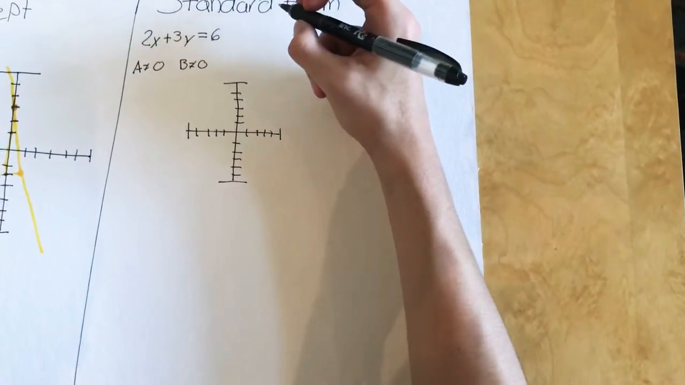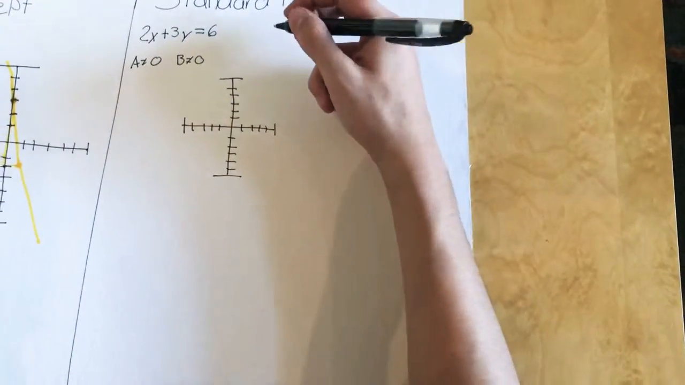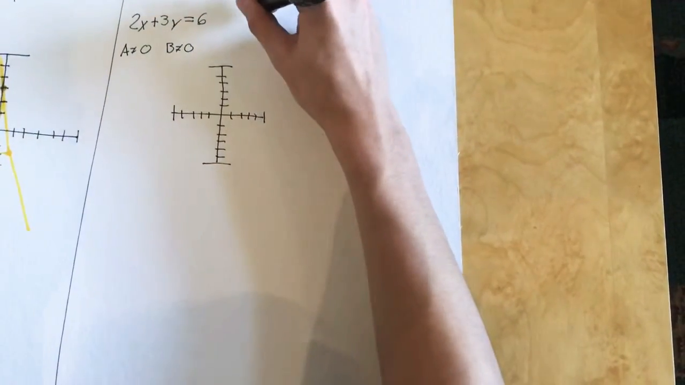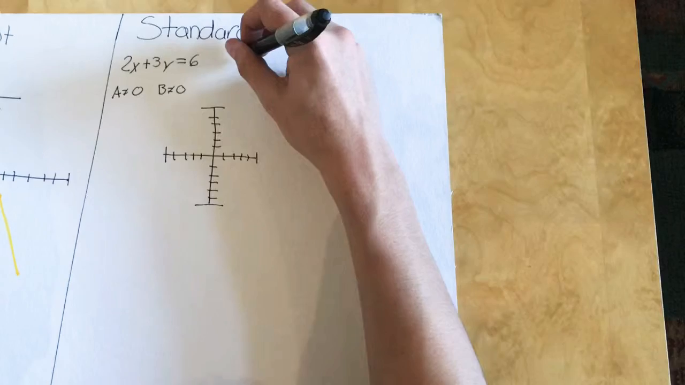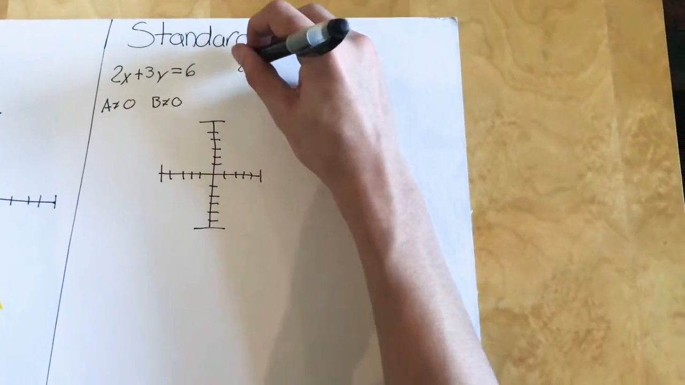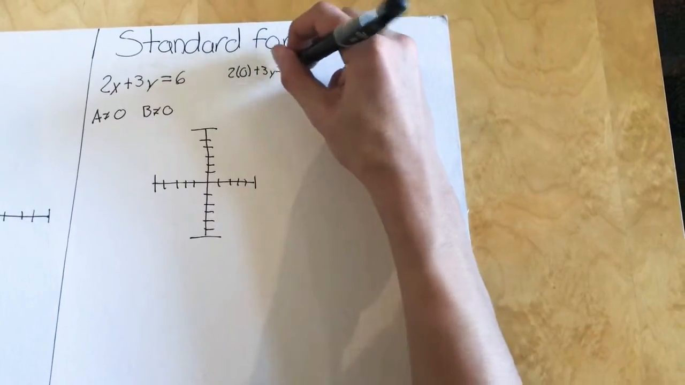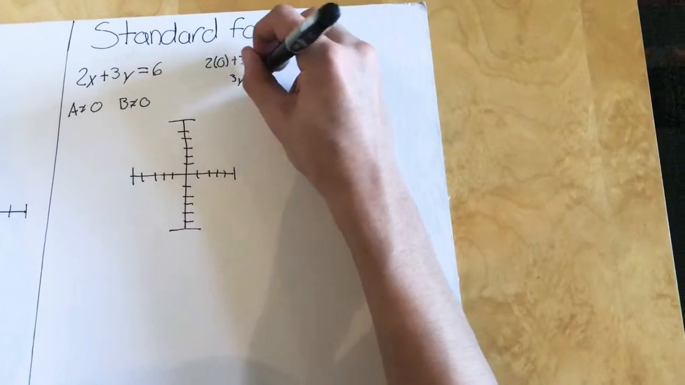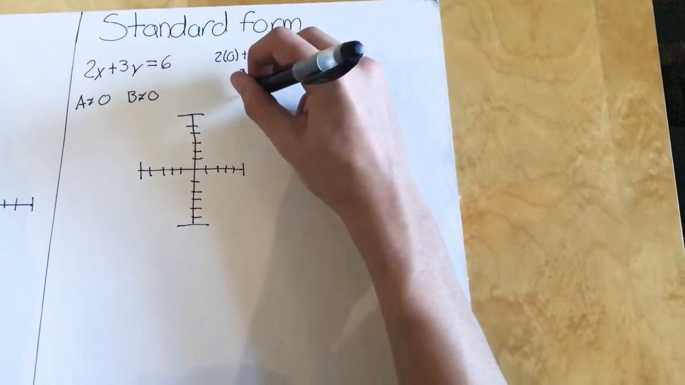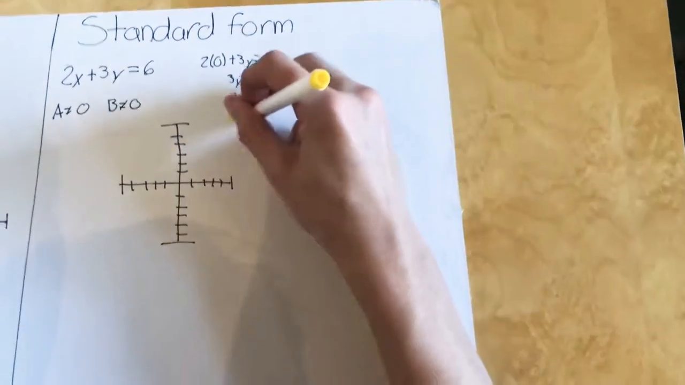So you want to look for the intercepts, and a way to do that is to make, for example, x equal to 0. So it's going to be 2 times 0 plus 3y equals 6. Then 3y equals 6, you pass the 3, and y equals 2. That's one point you have, that is 0, 2.